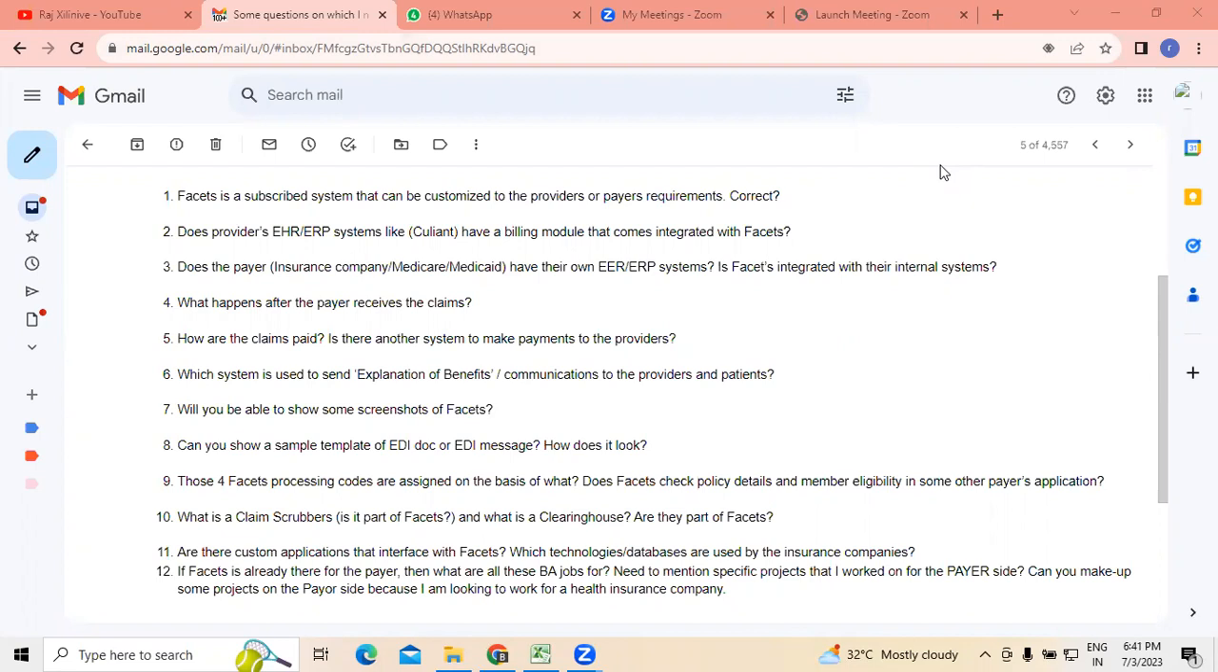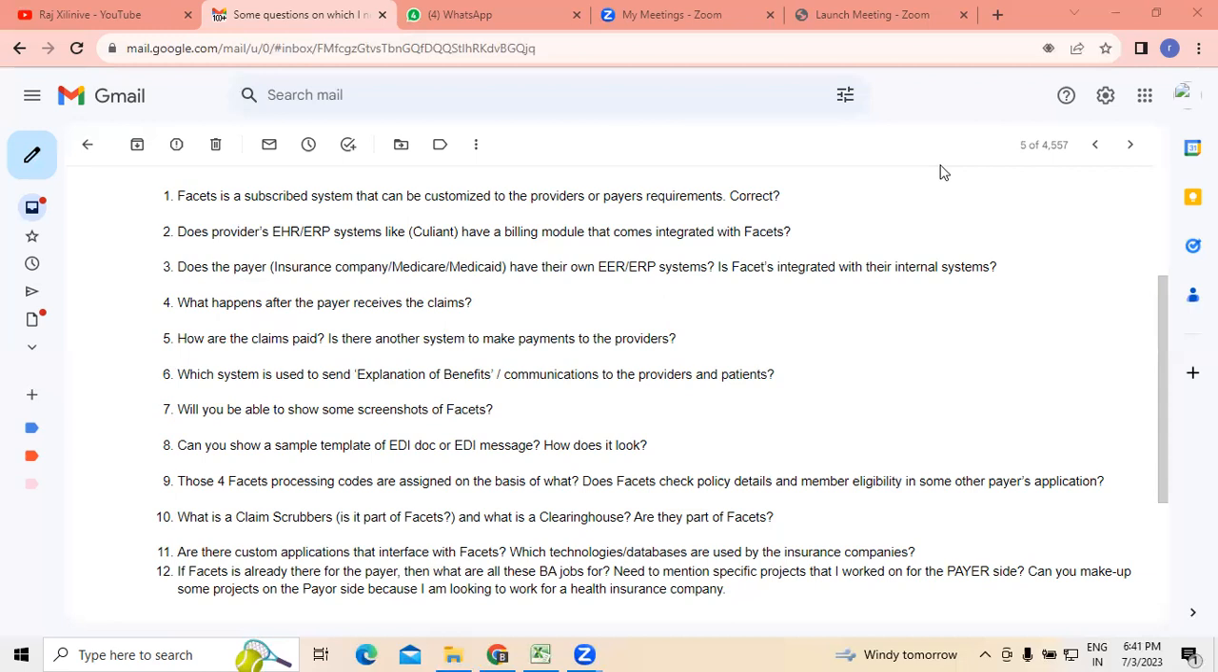Facets is an application which is majorly used in the healthcare environment to manage claim processing and all that stuff. Usually when we are discussing the healthcare system, first of all, we need to understand who the players in the healthcare system are.